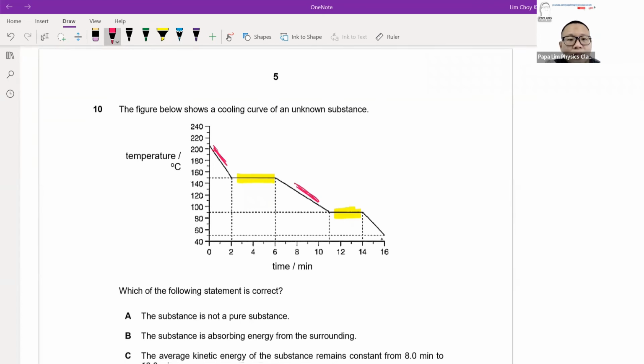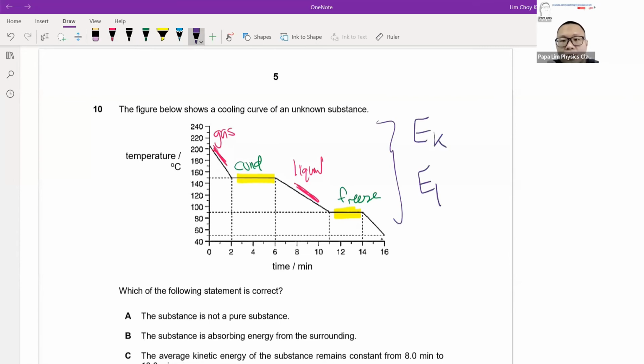This particular stage will be the gas cooling down, and then this cooling stage will be the liquid cooling down. In between, the horizontal stages will be the condensation and the freezing stages. So these are the stages that you need to take note of. Particularly all these stages involve the internal kinetic energy and the internal potential energy of the molecules of the substance itself. So you need to know what you are looking at.